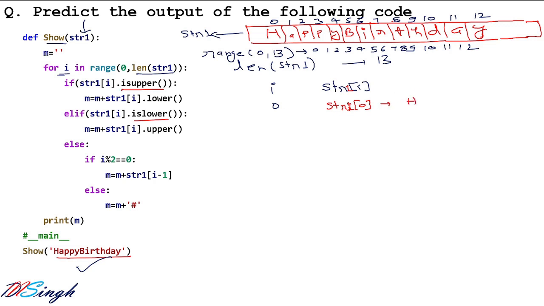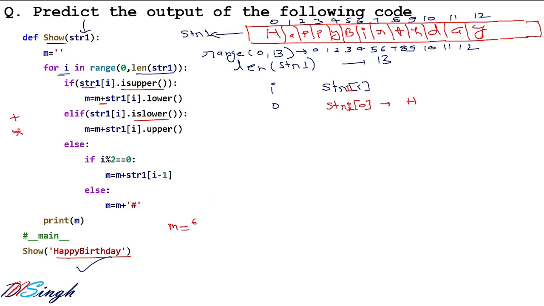So when you compare it with this if statement, str1 of i dot is upper, it is going to return true because H is in uppercase. So what it will do is create a new string m, which I am creating here, and it is going to concatenate, because this is a concatenation operator. The plus operator in a string has two roles: this is called concatenation and this is called replication in case of the string.